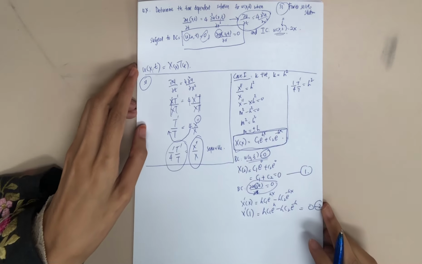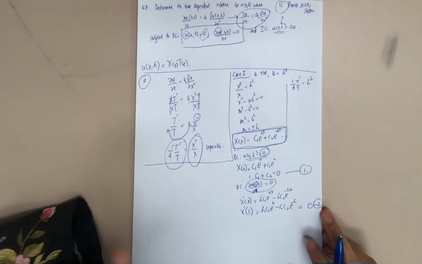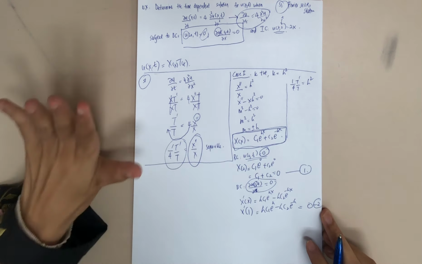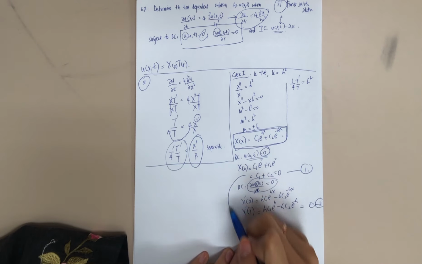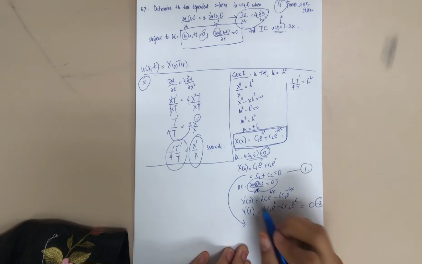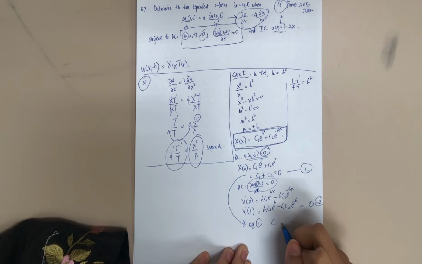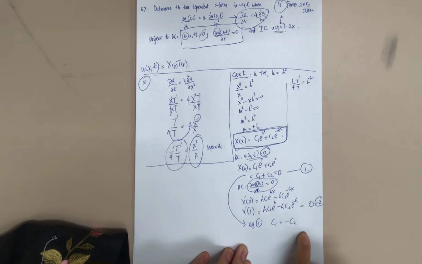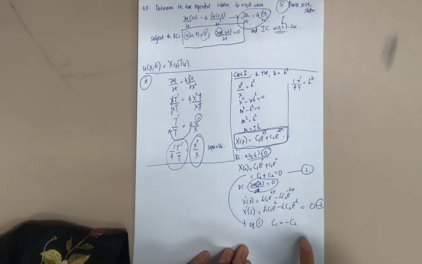It's up to you. You can use simultaneous equations or substitution, as long as you can find out the value of C1 and C2. So for me, I will show you using substitution. From equation 1, we know that C1 will be equal to negative C2.